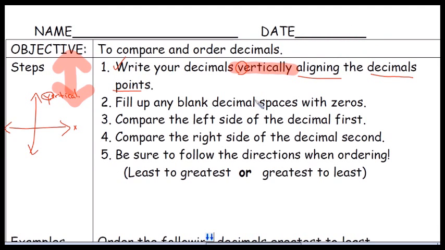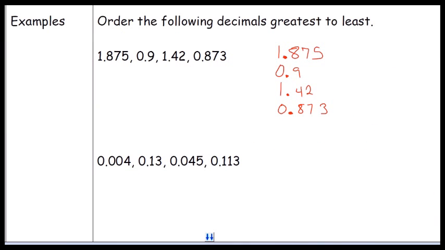Step number 2, fill up any blank decimal spaces with zeros. So that's what I'm going to do now. I'm going to fill in a couple of zeros right here. Since this one has 3 numbers behind the decimal, I need to have 3 numbers behind the decimal in every one. So this one only needs 1 zero, and this doesn't need any zeros. It already has 3 numbers behind the decimal.